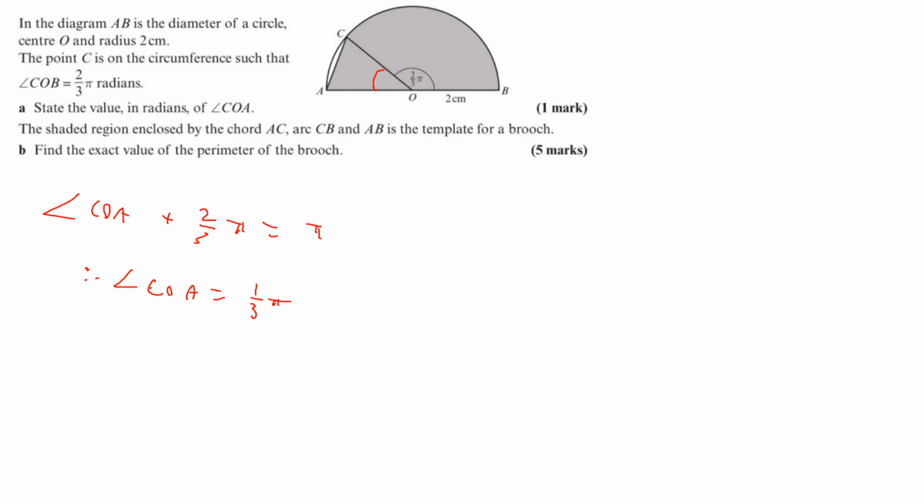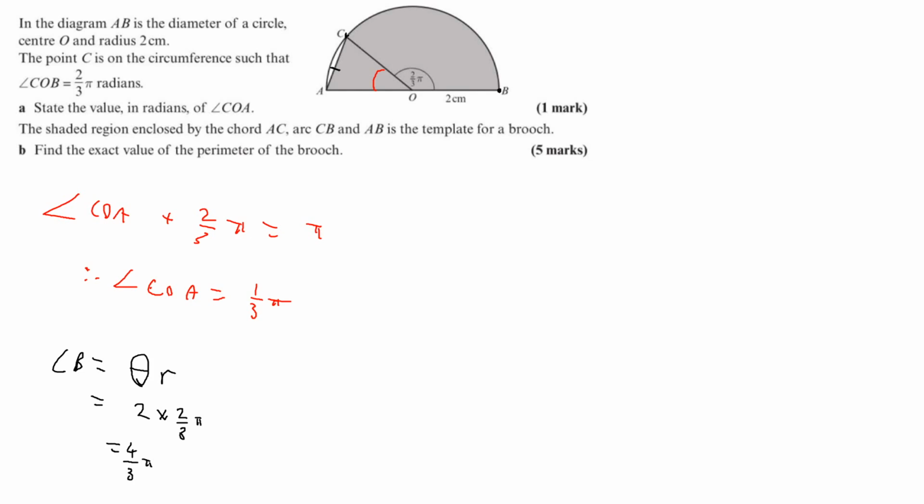Okay. Now we're told that the shaded region enclosed by the chord AC, CB, and AB is the template of a brooch. So find the value of the perimeter of the brooch. Okay. So what have we got? We need to work out what this length CA is, and we also need to work out what CB is. Well, CB, that's just going to be theta times radius, which is the same as 2 times 2 over 3 pi, which is 4/3 pi.